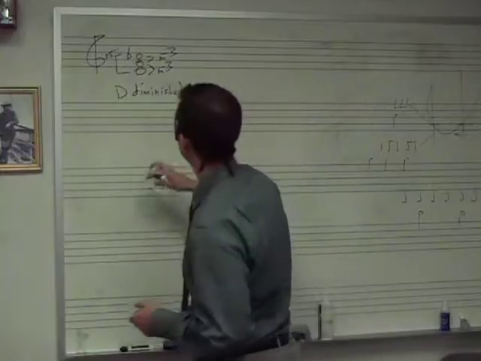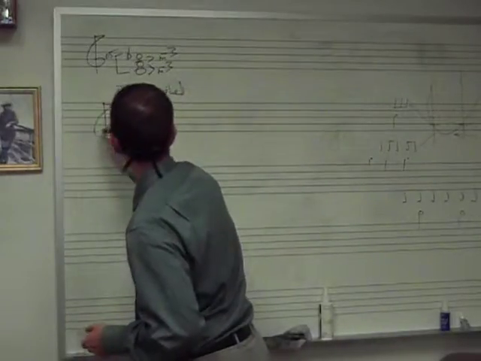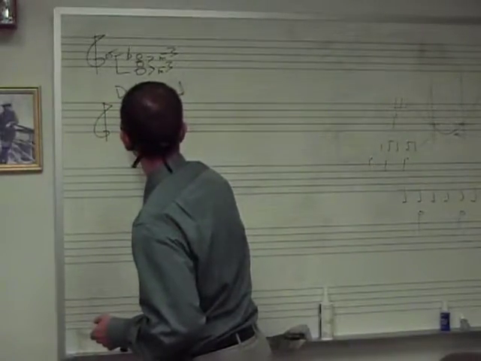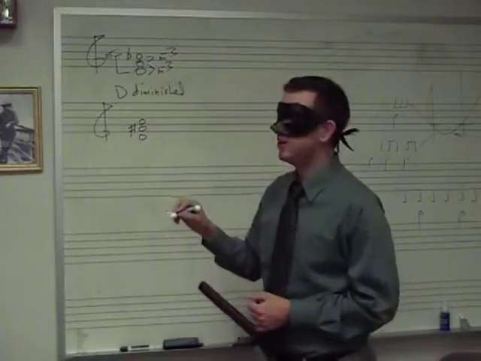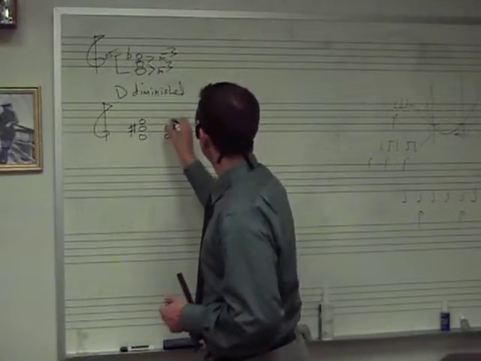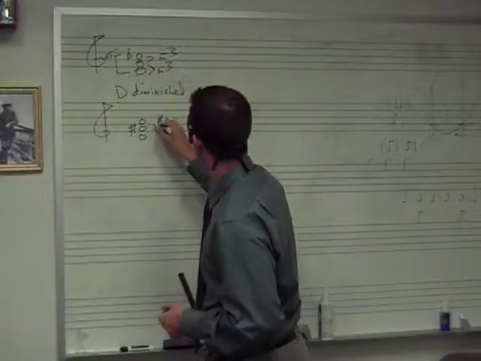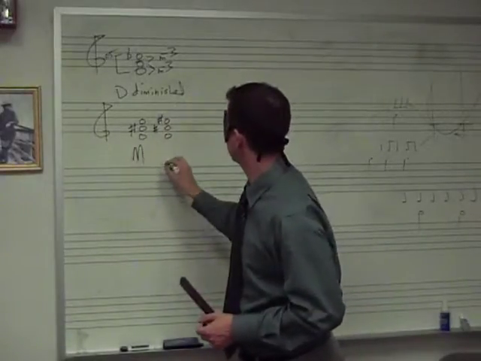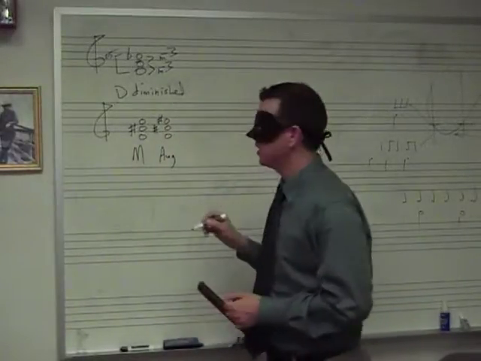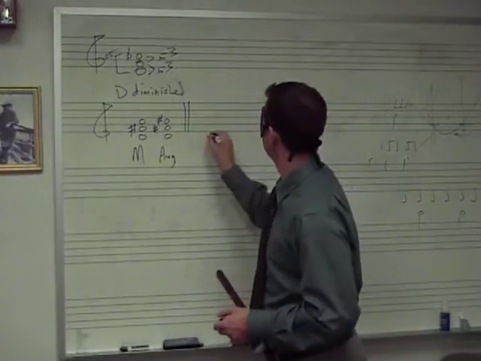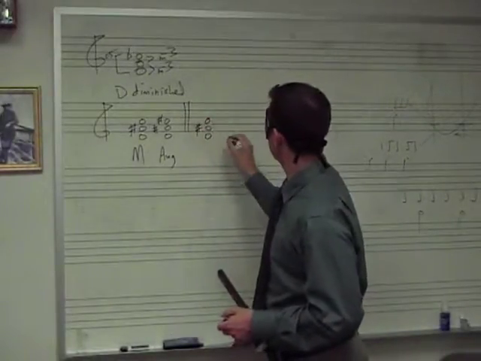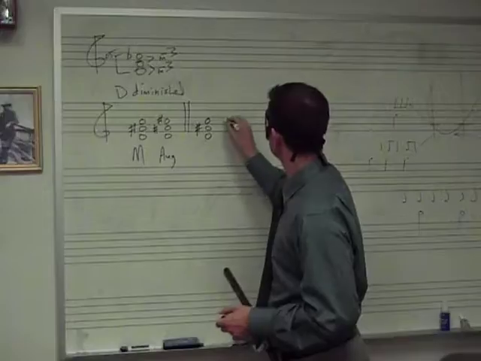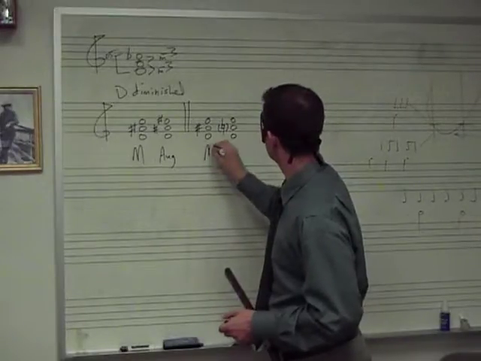Now, if we take a look at all of our triads that we've learned so far, we saw that with major, if we raise the top, we get augmented. Now, if we take major again, and we lower the third, we get minor.